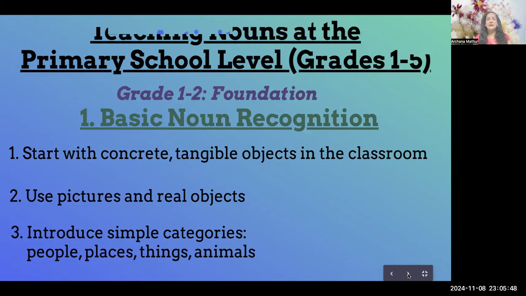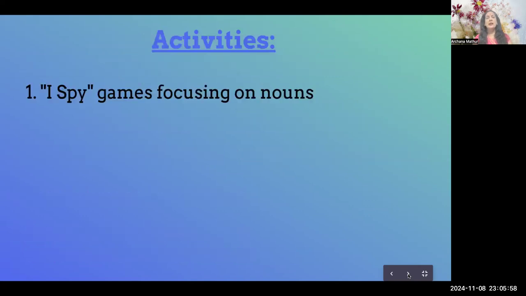Now, some activities that we can conduct to make them understand things in a better way. So we can have I Spy games focusing on nouns, like what can they see? So tell them to enumerate the names of the things which they can see around them. Then we can have pictures. It could be on the blackboard, or it could be something on your electronic media. You can have those screens that you have. So they can be used.